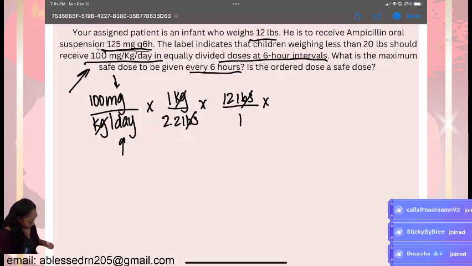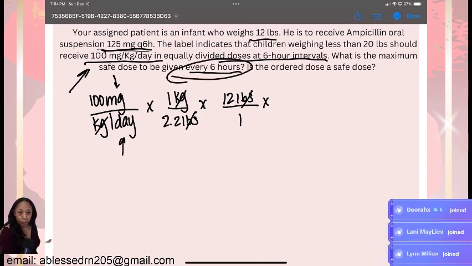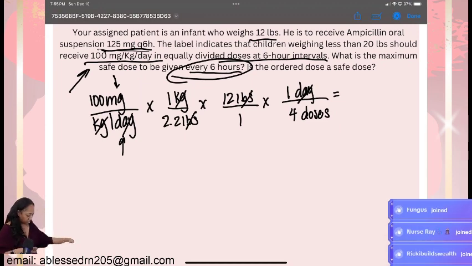We know that it says it has to be 6 divided doses. So we determined that in one day, that is 4 doses. So in one day, you have 4 equal doses. So now day is gone, and this is going to give you how much you can give at one dose. So we'll do our calculator trick.